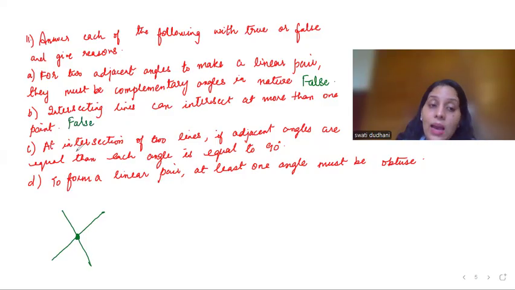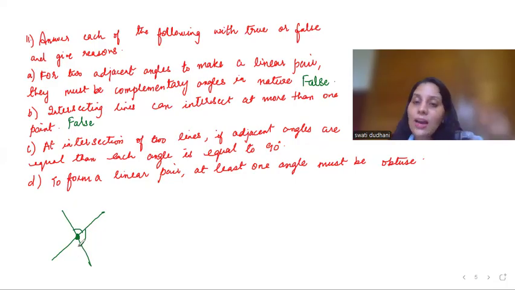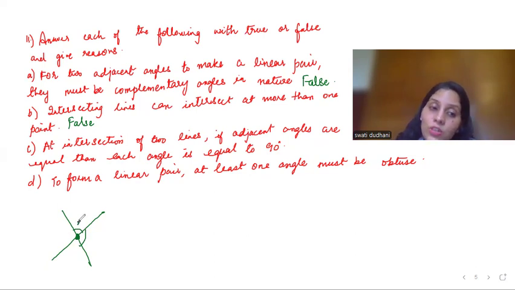Now next. At intersection of two lines, if adjacent angles are equal, then each angle is equal to 90 degrees. Suppose we are intersecting two lines and we can say that these two are adjacent angles. Adjacent angles means having the common arm lying side by side. Now they are given equal to each other. So if this is x, this will also be x. And they are given that each x is equal to 90 degrees.